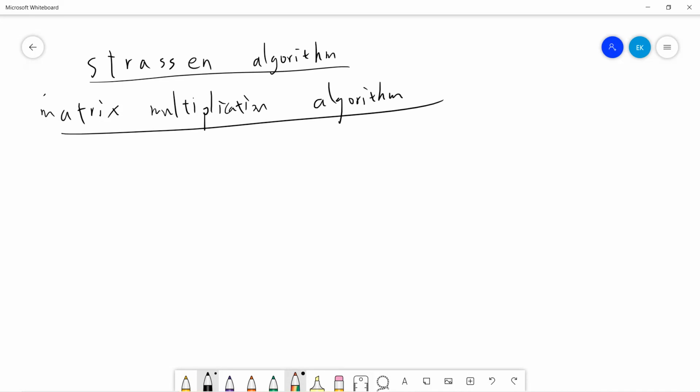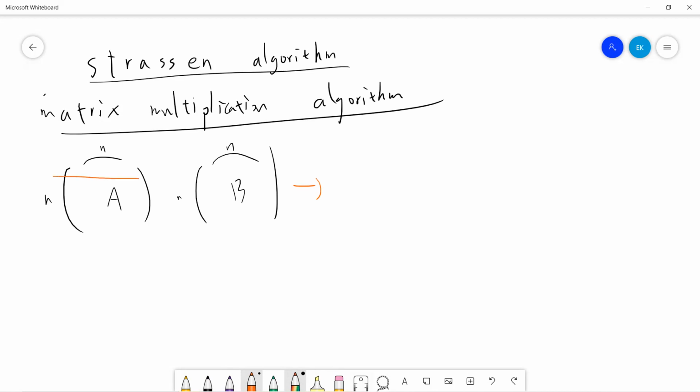The idea is that you take n by n matrices, A and B. What is the least number of multiplications that you need to do? If you multiply a row by a column, it takes n, and in total you get n squared entries, so the total will be O(n^3). This is the standard algorithm.